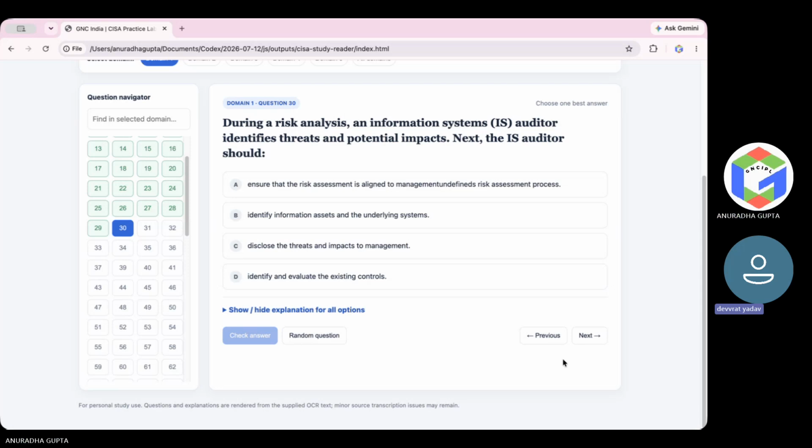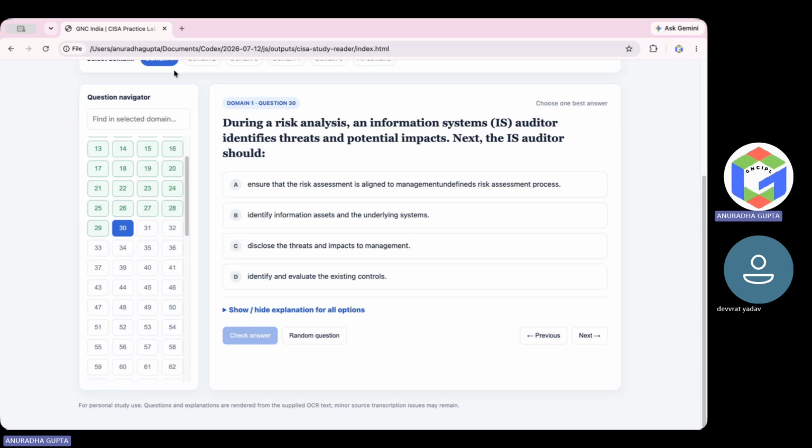Option A, ensure that the risk assessment is aligned to management risk assessment procedure. So this is a very generic statement. The question is asking what next the auditor should do. So obviously we have to evaluate the existing control. Once the auditor identifies threat and potential impact, we need to identify and evaluate the existing controls because we have identified the threats. So see, we have critical assets.